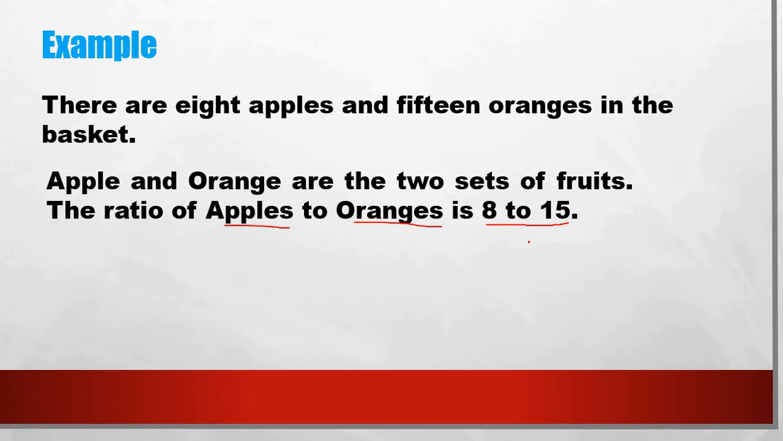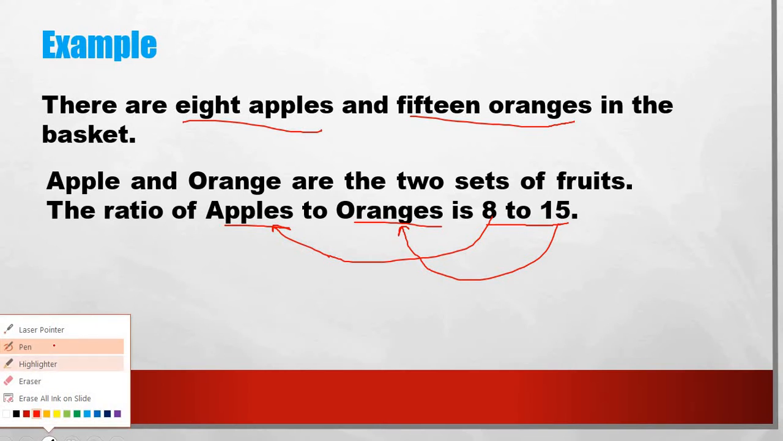8 to 15. 8 is for the apples, that's the number of apples we have here. 15 is for the oranges, that is the number of oranges we have here. Is that clear? Drop your question in the comment box if you have any question with regards to this.